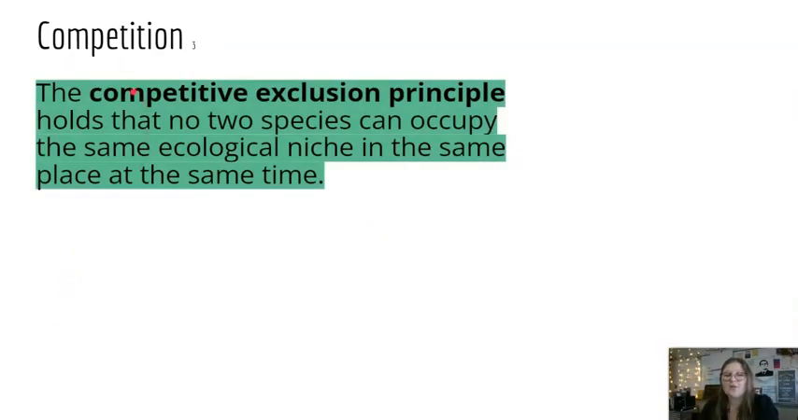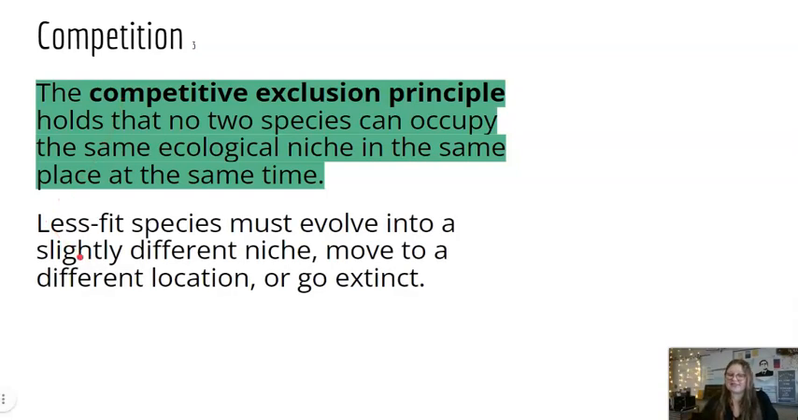All right, so with competition, we also have the competitive exclusion principle. And so this states that no two species can occupy the same ecological niche in the same place at the same time. And remember, niche is what they're doing, how they're impacting the environment. So that role of predator or prey, that is part of the niche. What it is eating, what it is consuming, what eats it, that is part of its niche. So less fit species must evolve into a slightly different niche, move to a different location, or go extinct. And that's where natural extinction comes into play, is they're just out-competed. They're no longer best fit for their environment, and if they can't change, they can't survive.